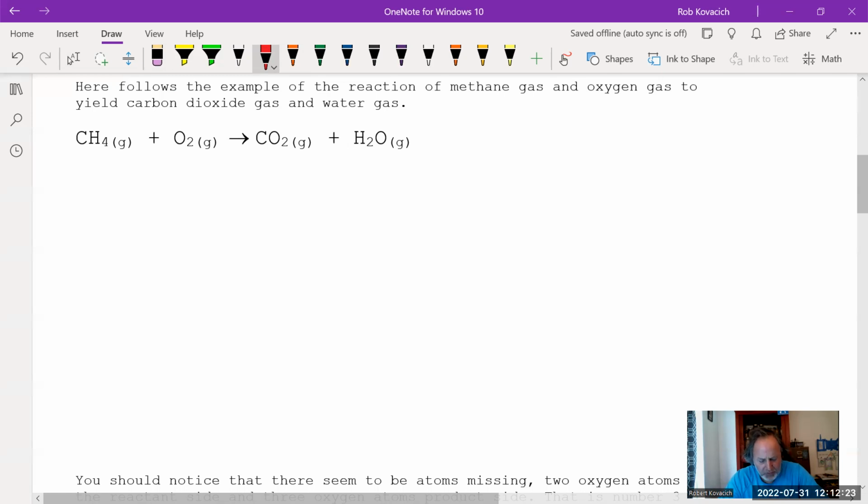So, like we said, we don't have my hydrogens balanced. So the way I'm going to balance that is I will end up making 2 water molecules. Now you can see that there are 4 hydrogens here to go along with the 4 hydrogens that I started with. I also added an extra oxygen to this.